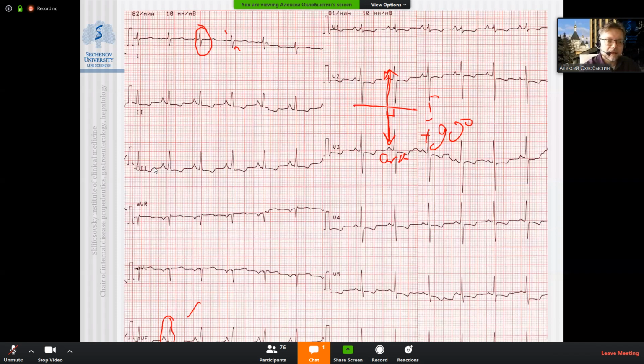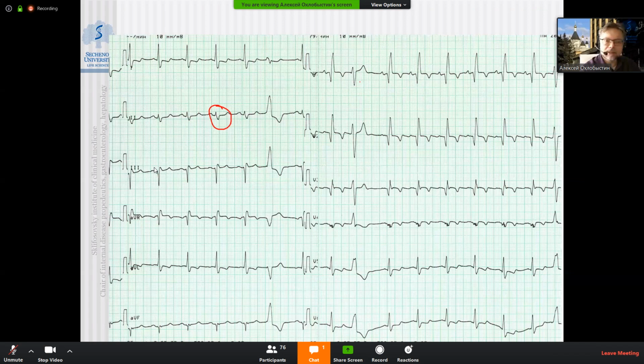Then again, equiphasic, quite close to equiphasic in second standard lead. What is second standard lead? Again, AVF. First standard, that is second standard lead by the angle of 60 degrees. Perpendicular to that is AVL. So here is angle minus 30.